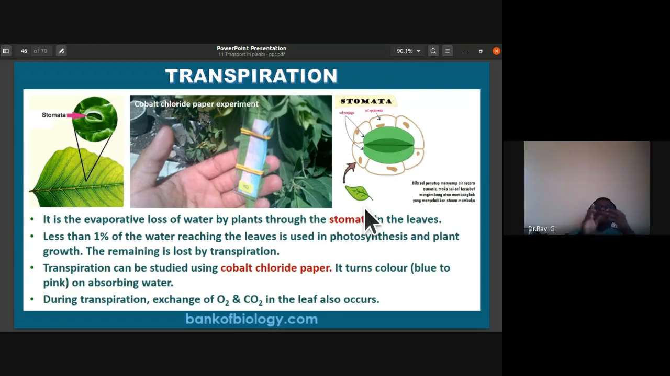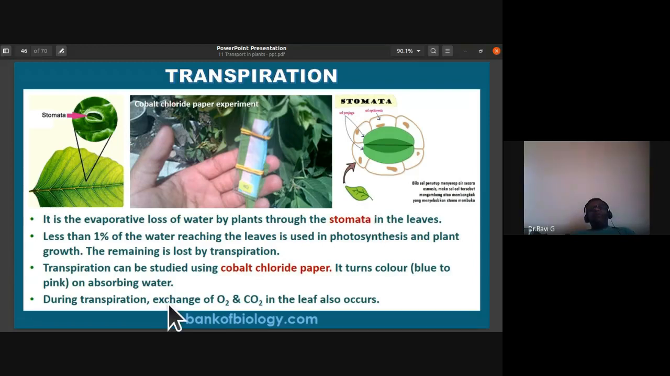In CAM plants, they are like call center employees, I had already told you. So they open their stoma during night time and close it during daytime, so that they avoid transpiration. At the same time, photosynthesis also can take place. So they open their stoma during nighttime and the stoma is closed during daytime. That you see in CAM plants.